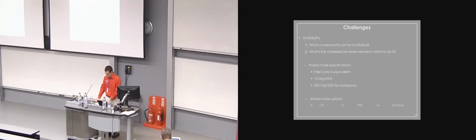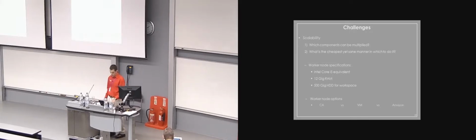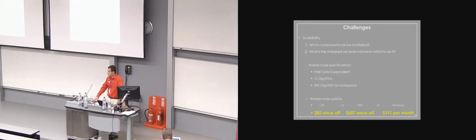By doing a cost comparison to get a worker node with the following specifications, as seen there, one will find the following. For the capture agents, $85. For a virtual machine in a VMware environment, roughly $687. And Amazon will cost us in South Africa $191 per month if it is used for 24 hours per day and 16 gigs of data will flow both in and out.